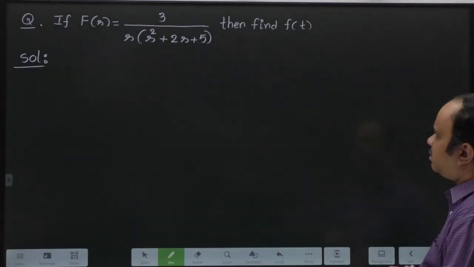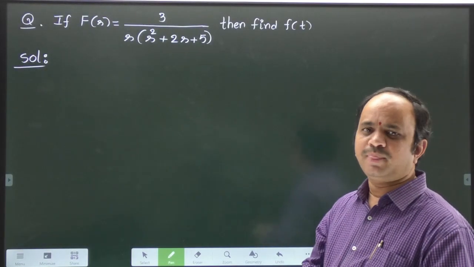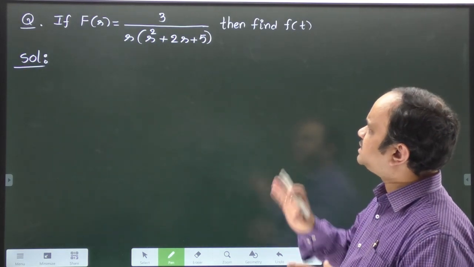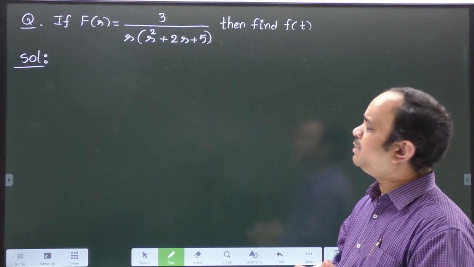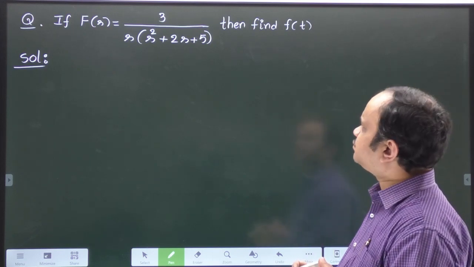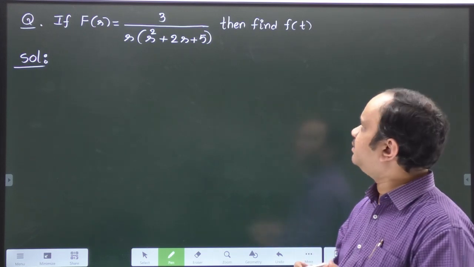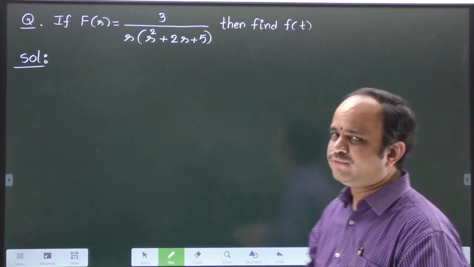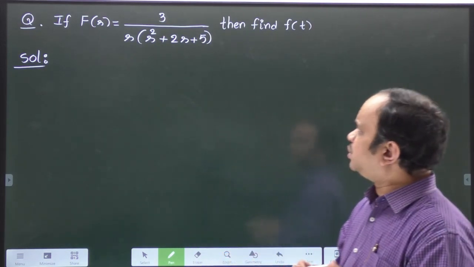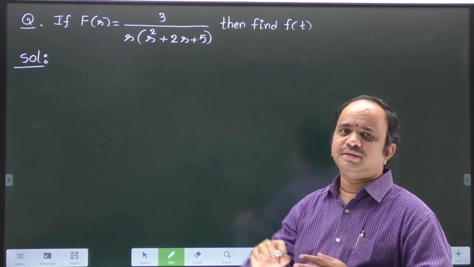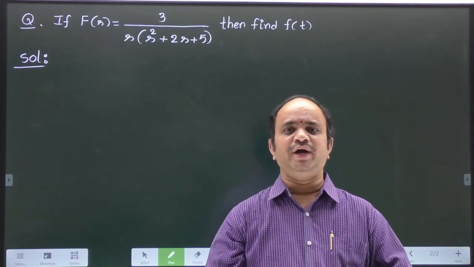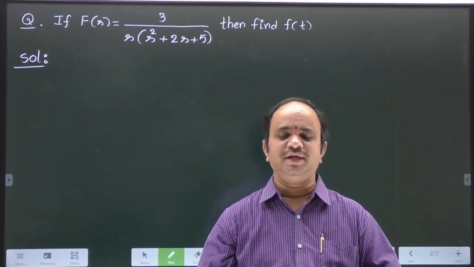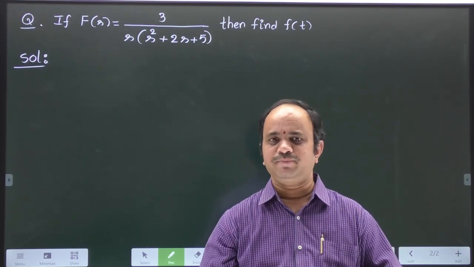Now, I took one problem here, let me read it. If F(s), that means the Laplace transform of some system, is given as 3 by s into (s square plus 2s plus 5), then find f(t). So, in this particular case, the Laplace transform of a certain system is given, and we need to find its solution, that is, the function value in the time domain.